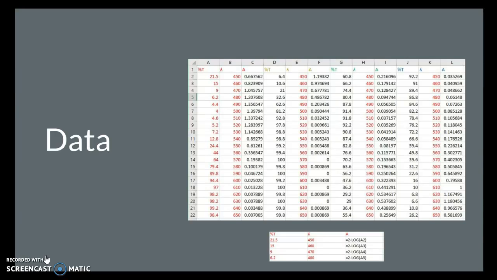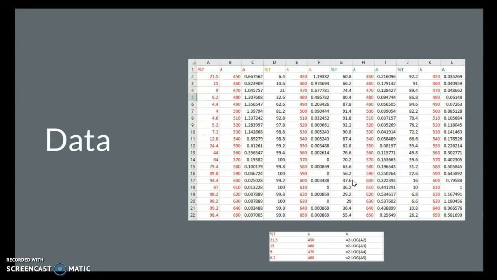This is our data table, all nice and color-coded. So we have red, yellow, green, and blue for the 4 colors that we did. We have percent transmittance in the first column of each color, the wavelength in the second column of each color, and the absorption in the third column of each color.